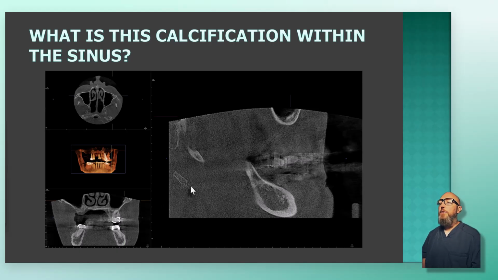What's this calcification within the sinus? Well, location tells you everything. An antrolith. Probably just dystrophic calcifications of inspissated mucus. You see they got some mucosal thickening, maybe some mucus in there. And it's not uncommon to develop calcifications like that.